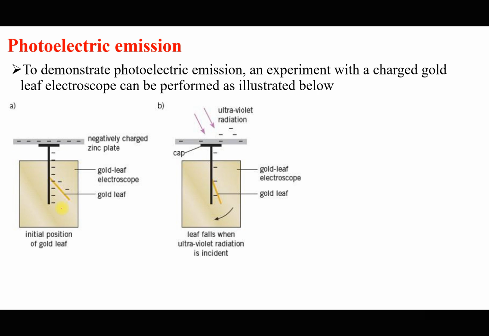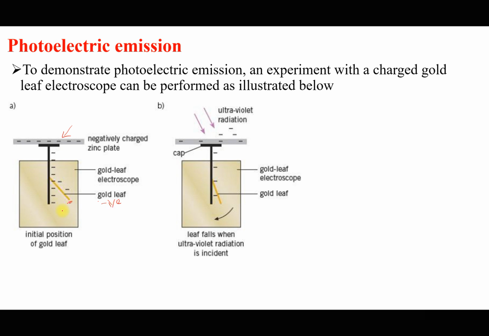So let's assume we have a freshly cleaned zinc plate, which is placed on top of a negatively charged gold leaf. Let's say this is a gold leaf which had been charged negative. A freshly cleaned zinc plate is placed on top of the negatively charged gold leaf electroscope as shown here. We bring a zinc plate which is negatively charged and place it on top of the gold leaf electroscope. Remember, the gold leaf had already been charged negative.